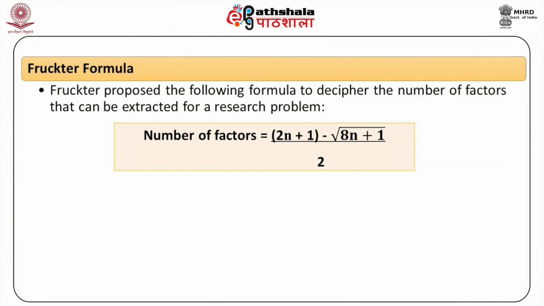The Fruchter formula. Fruchter proposed the following formula to decipher the number of factors that can be extracted for a research problem. Number of factors is equal to 2n plus 1 minus under root 8n plus 1 divided by 2, where n is the number of variables in the correlation matrix.